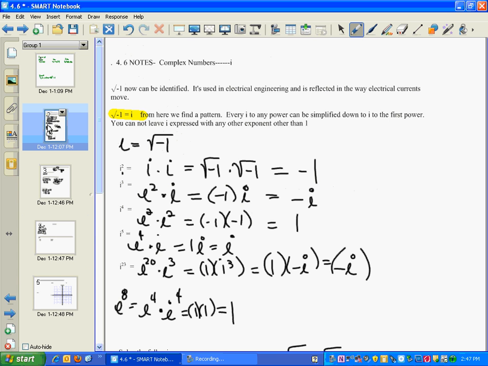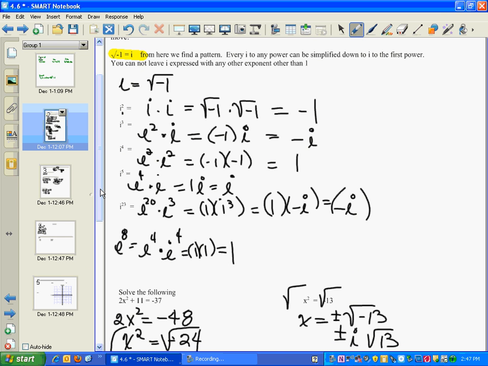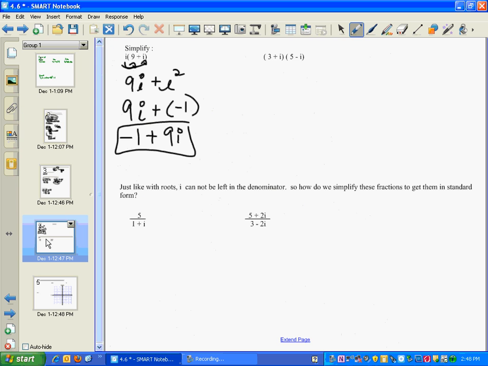No, so it goes back to this pattern here. i is defined to be the square root of negative 1. i squared is defined to be always negative 1. i cubed is negative i, and i to the fourth is 1. And these are what you need to memorize. Exactly. Because remember, we can break it down. Then we look for powers of 4 that we can pull out because we know there'll be 1. Okay? Did I answer your question, Mackenzie?